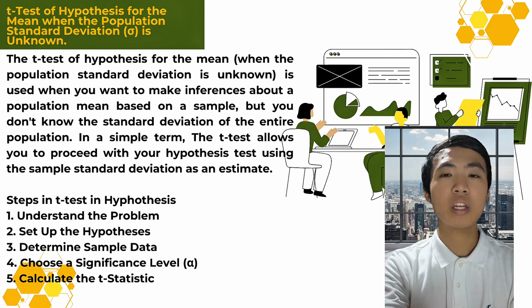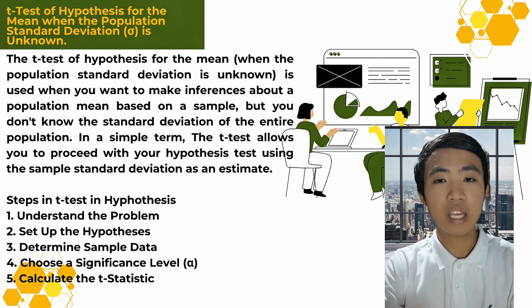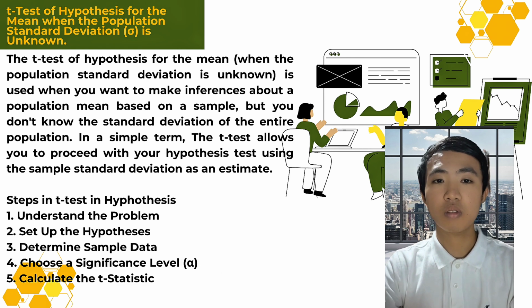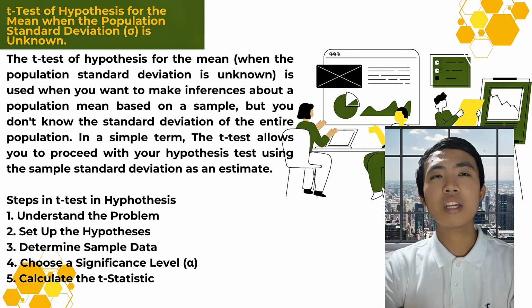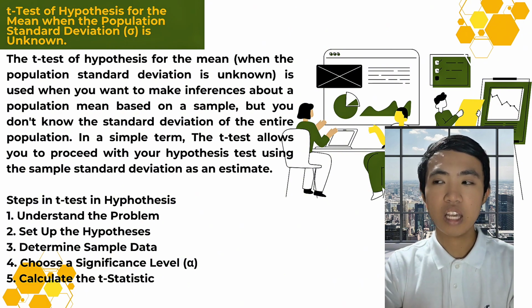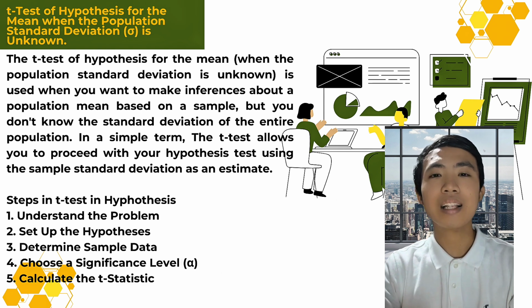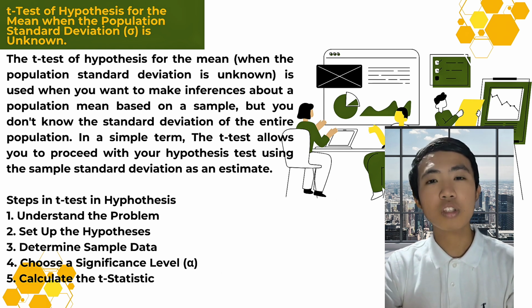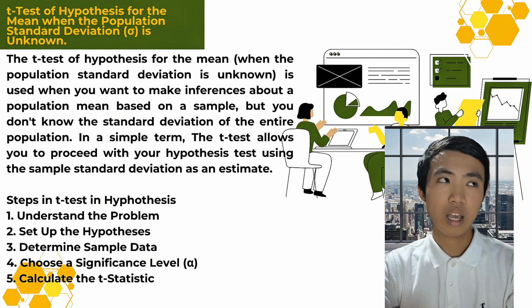So for the mean when the population standard deviation is unknown. The t-test of hypothesis for the mean when the population standard deviation is unknown is used when you want to make inferences about the population mean based on a sample, but you don't know the standard deviation of the entire population. So in simple terms, the t-test allows you to proceed with your hypothesis test using the sample standard deviation as an estimate.